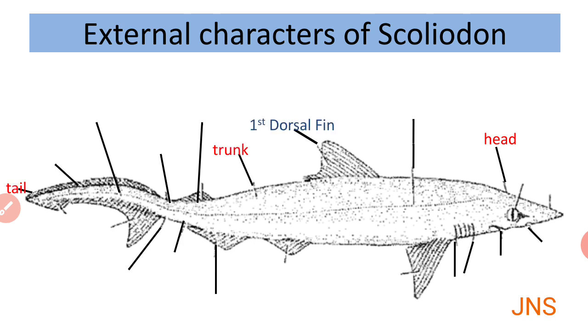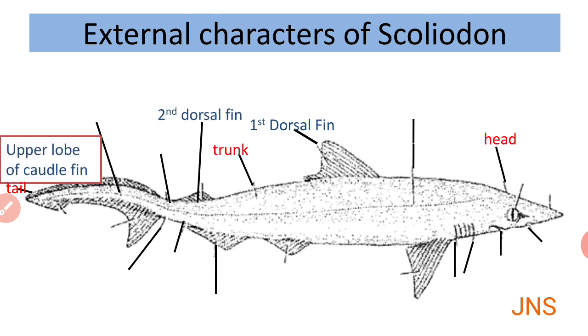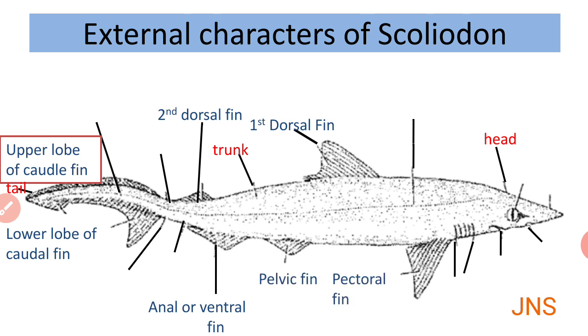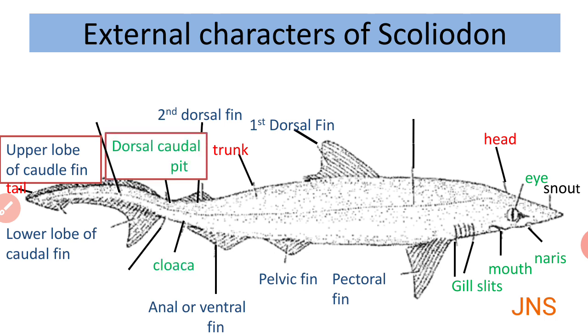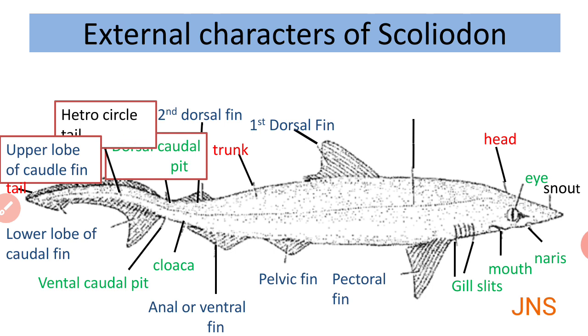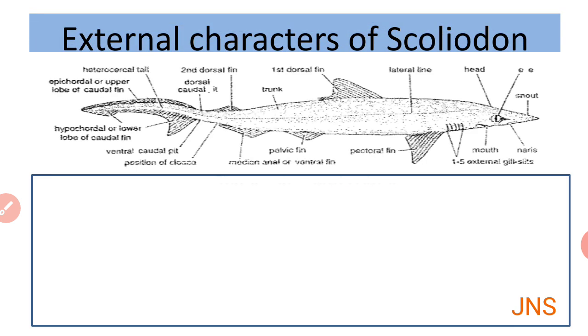The remaining parts like the first dorsal fin, second dorsal fin, upper lobe of caudal fin, lower lobe of caudal fin, anal or ventral fin, pelvic fin, pectoral fin, the anteriormost part which is called the snout, a pair of eyes, nares, mouth, gill slits, cloacal aperture, dorsal caudal pit, ventral caudal pit, and the lateral line which is found towards the lateral side of the body. All these parts will be discussed in this video.